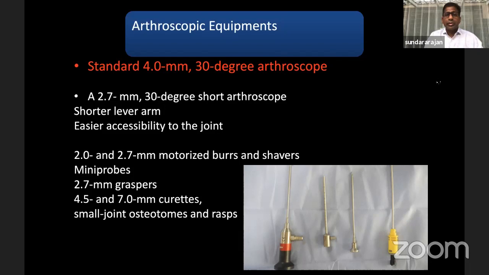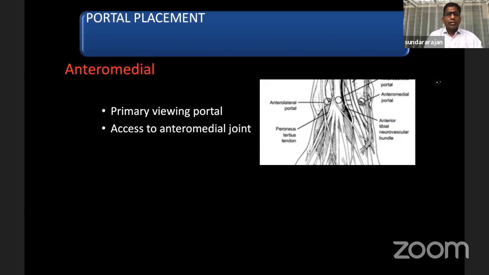So you need a smaller instrumentation for ankle arthroscopy. When you come to the portal placement, the anteromedial portal placement is between the medial malleolus and medial to the tibialis anterior. You'll have a depression, you can see this hole here, so it is easily palpable.